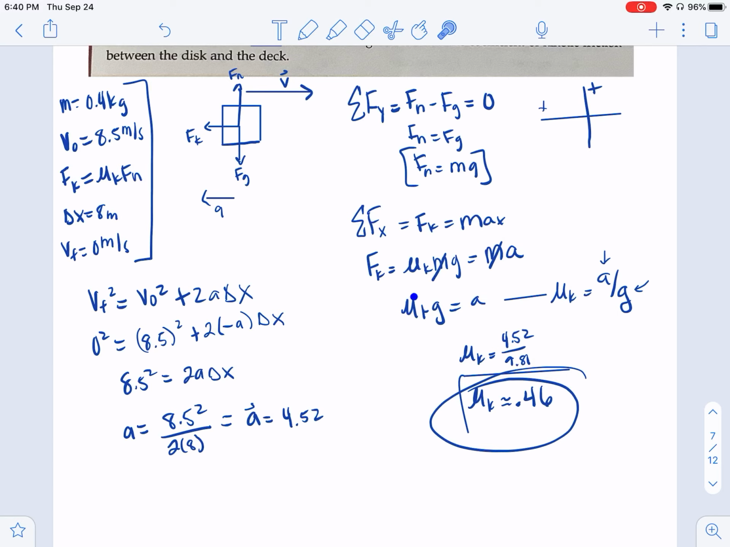I knew I was solving for mu k, so I said, how far can I get that? I found out that mu k was actually just acceleration over gravity. So I had gravity. I need a mu k. That means I had to have enough information to find acceleration. I used my kinematics to get there.